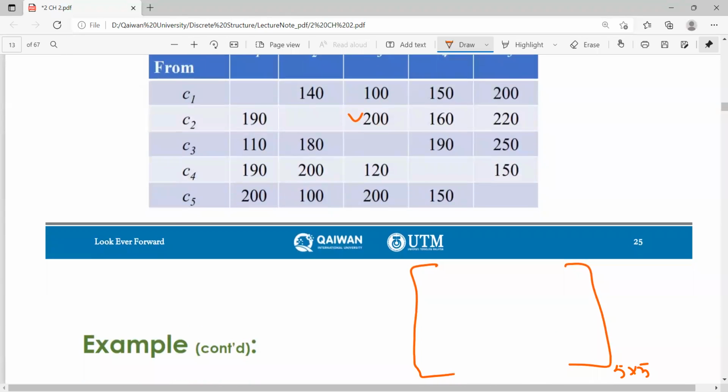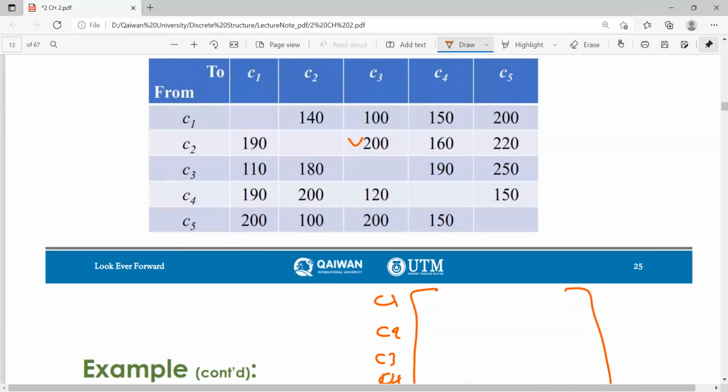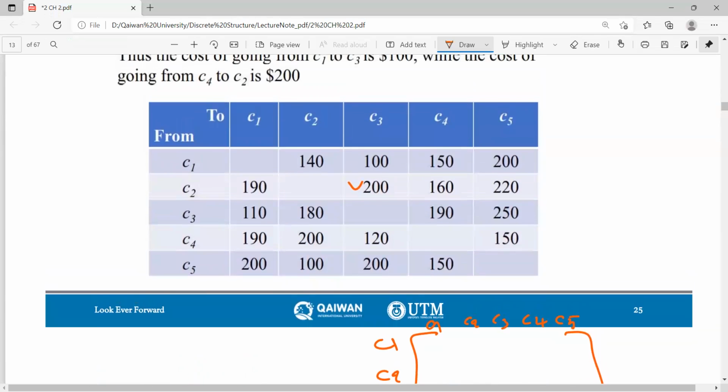And now we are going to write down the C's for rows and columns. C1, C2, C3, C4, and C5. Again here also, C1, C2, C3, C4, and C5. Going from C1 to C1 is undefined. So we just put 0 for that. Going from C1 to C2 is 140. Is that less than 180? Yes. So it's 1. Then going from C1 to C3 is 100.